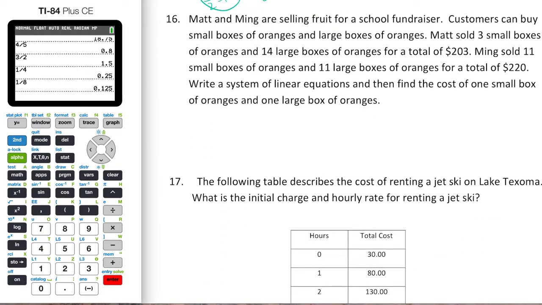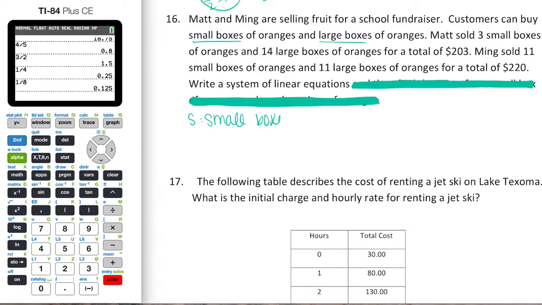Next one. Again, on this one, we do not have to find the cost. Just want y'all to write the equations. So, writing the equations, we are going to read the question. So, Matt and Ming are selling fruit. They can buy small boxes of oranges and large boxes of oranges. So there are two variables, small boxes and large boxes. So I'm going to let S be small boxes, L be large boxes.